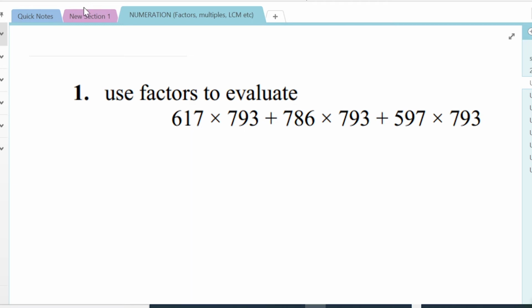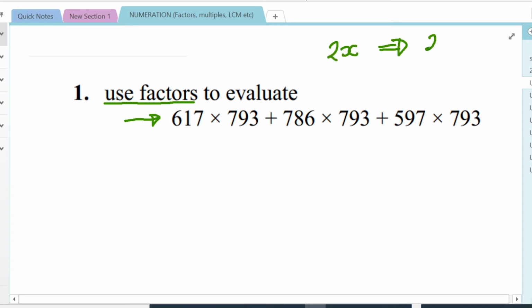So it's the same thing here. Now here they've told you exactly to use factors to evaluate. In another instance, they would just say, without using a table or calculator, evaluate this. But here they have given it to you direct. They are asking you to use factors to evaluate. So you look at it. Remember, when you look at a number like 2x, it means 2 times x. That is why it's 2x, yeah? So that is how you look at these numbers here.